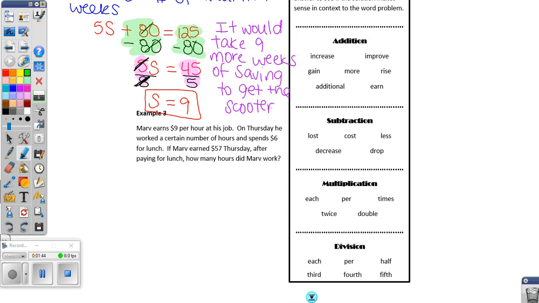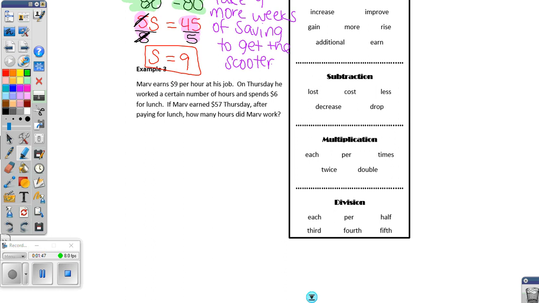So this first step is defining your variable. Well, in our question, at the very bottom, they ask, how many hours did Marv work? That's an unknown number, and that's what they're asking us to solve. So that's the variable that I will be using. So I'm going to let H equal the number of hours worked. So Marv went to work, and we're trying to figure out how many hours that was. So that's my first step.